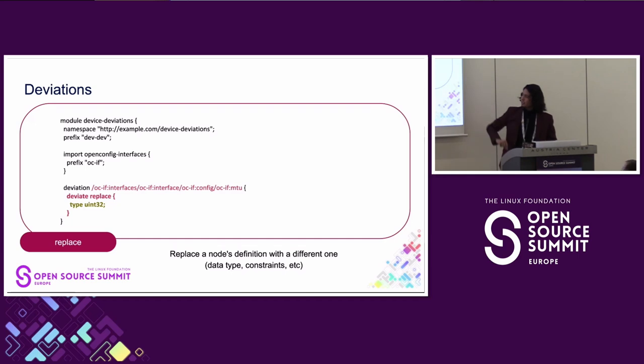Then I have another type, which is the replace deviation. This one is a little bit more specific, in the sense that maybe for my Huawei device, the MTU can only be an integer, right? It can only be a number. And in the OpenConfig model that is in GitHub, it reads that it can be anything. It can be a string, for example. I want to be extra certain that by mistake, you're not going to put some alphabetic characters there, right? So what I do here is that I have this deviation, and I'm saying, hey, it's not a string. It's not a float. It's not whatever you want. It's got to be a 32-bit integer, nothing more and nothing less, right? So this is a replace one.